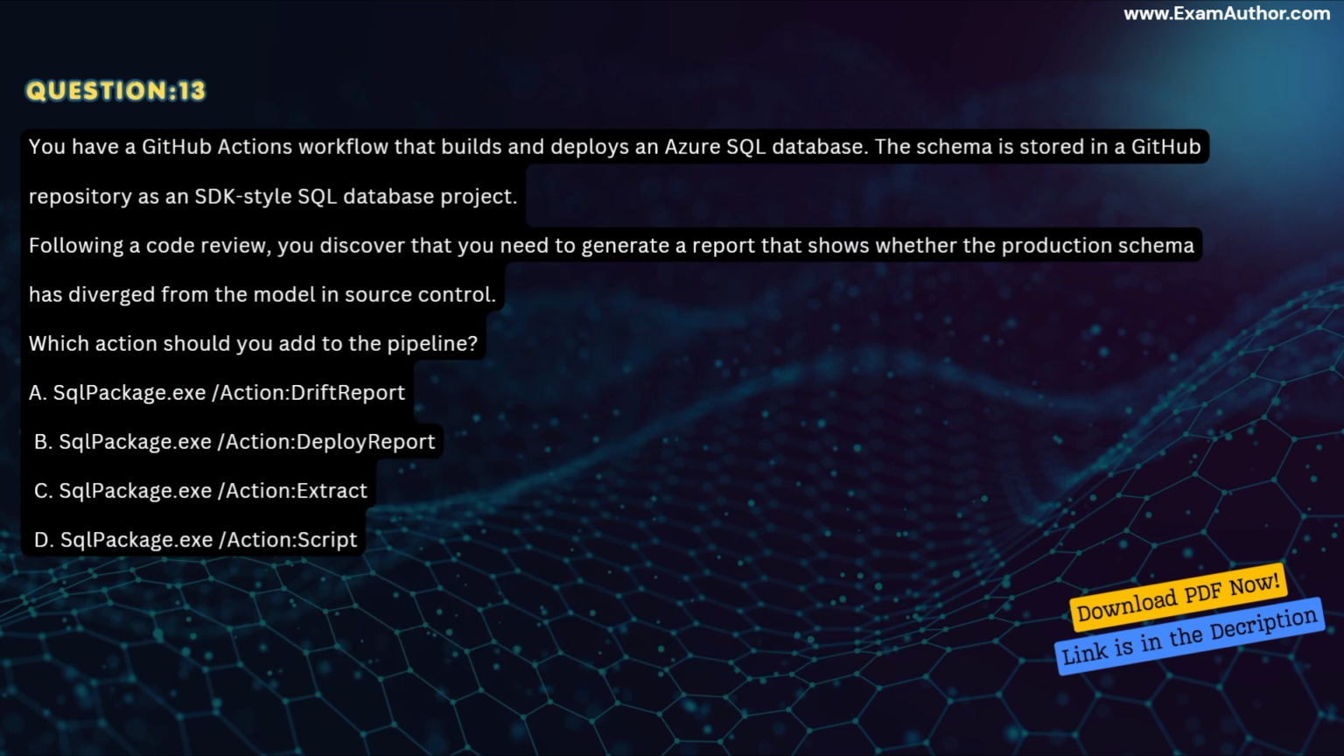Question 13. You have a GitHub Actions workflow that builds and deploys an Azure SQL database. The schema is stored in a GitHub repository as an SDK-style SQL database project. Following a code review, you discover that you need to generate a report that shows whether the production schema has diverged from the model and source control. Which action should you add to the pipeline?